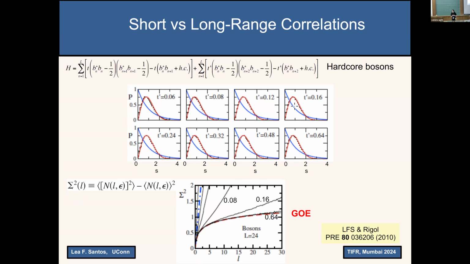Can you again explain what is NL? The Hamiltonian, you said? Okay, let me come back.